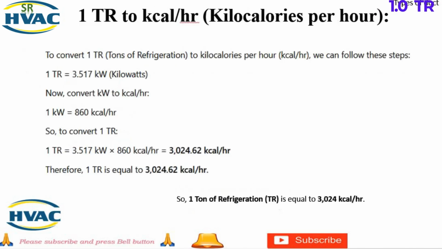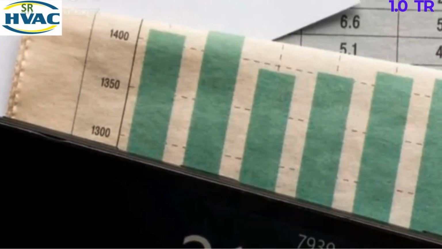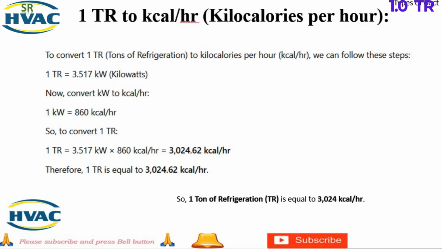To convert 1 ton of refrigeration to kilocalories per hour, we can follow these steps. 1 ton of refrigeration equals 3.517 kilowatts. Now, convert kilowatts to kilocalories per hour. 1 kilowatt equals 860 kilocalories per hour. So, 1 ton of refrigeration equals 3.517 kilowatts multiplied by 860 kilocalories per hour, which equals 3,024.62 kilocalories per hour. Therefore, 1 ton of refrigeration is equal to 3,024.62 kilocalories per hour.